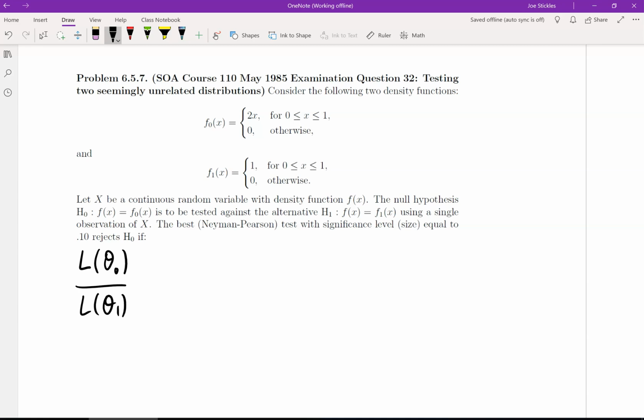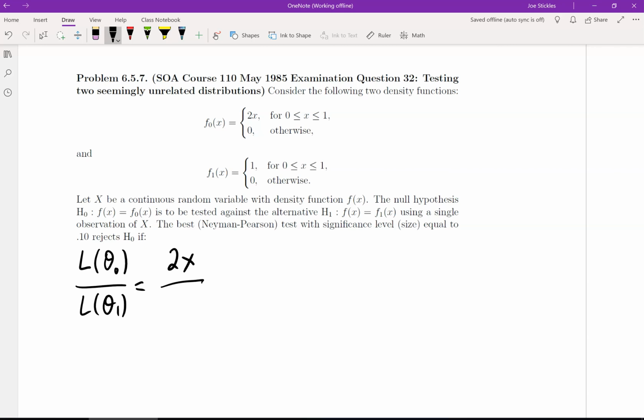In this case, we're trying to figure out the likelihood of which distribution we are using, but it's the same concept because we're still going to do PDF divided by PDF. The null hypothesis in this case is that we're using this PDF, 2x. It's a single observation, so we don't have any products going on here. So for the single observation, I would plug the x value into the first PDF and get 2x.